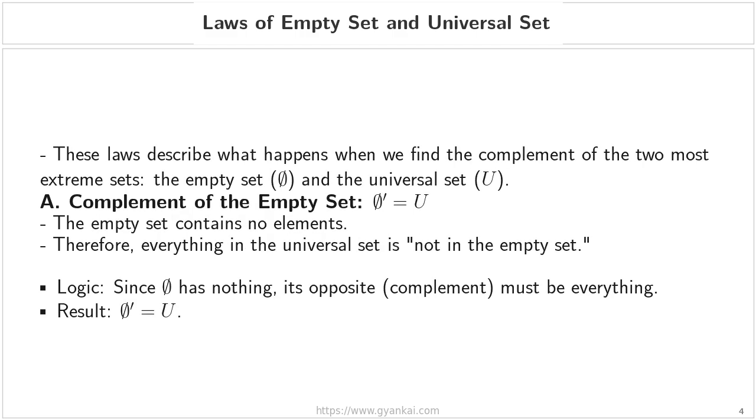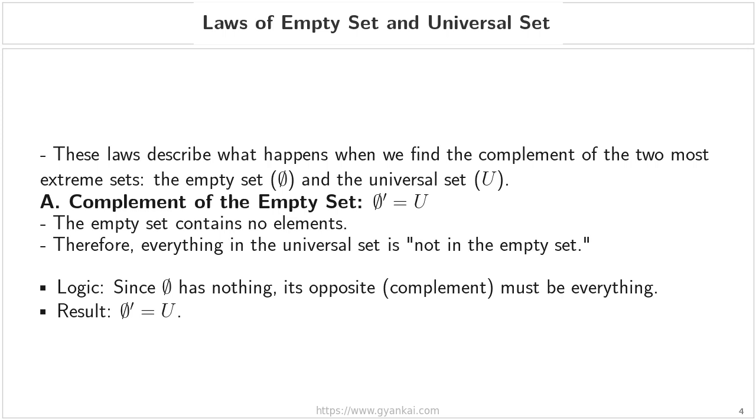First, let's look at part A, the complement of the empty set. We represent the empty set with the symbol phi and its complement as phi prime. The law states that phi prime equals U, which is our universal set. Now, why is this true? Well, remember that the empty set, by definition, contains absolutely no elements.